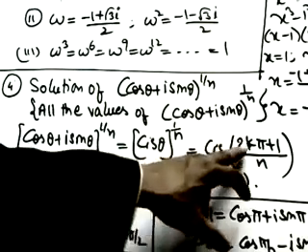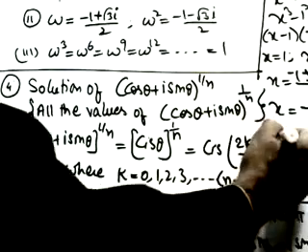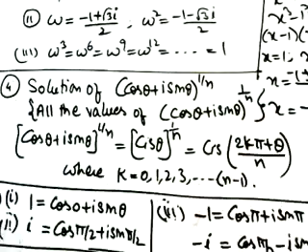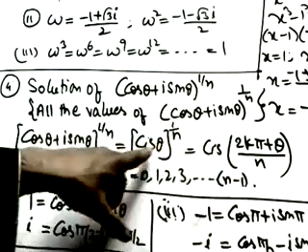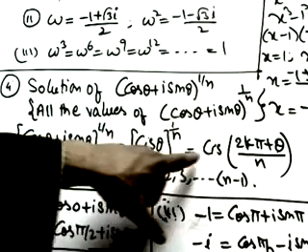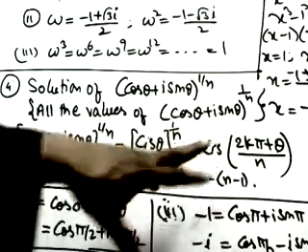So we have to use this formula as cis. In place of theta, you must write 2k pi plus theta, and n will come in the denominator. So (cis theta) power 1 by n will be cis of (2k pi plus theta) by n.